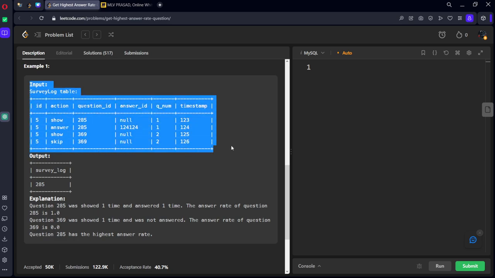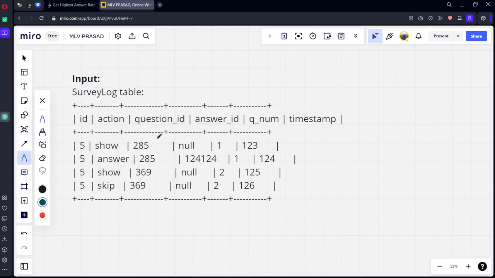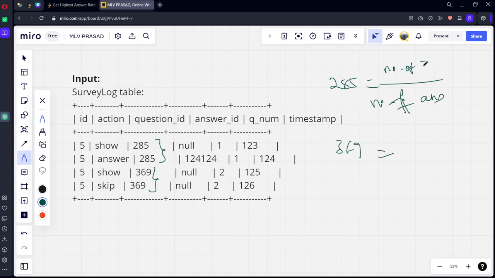Now let's see this table. First of all, how many questions are there? Only two questions, 285 and 369. Answer rate will be the number of answers by the number of shows. For 285, how many answers are there? 1. How many shows are there? 1. For 369, how many shows are there? 1. How many answers are there for 369? 0. So it will be 1 for 285, 0 for 369. So 1 is the highest, so we are returning 285 as the answer.